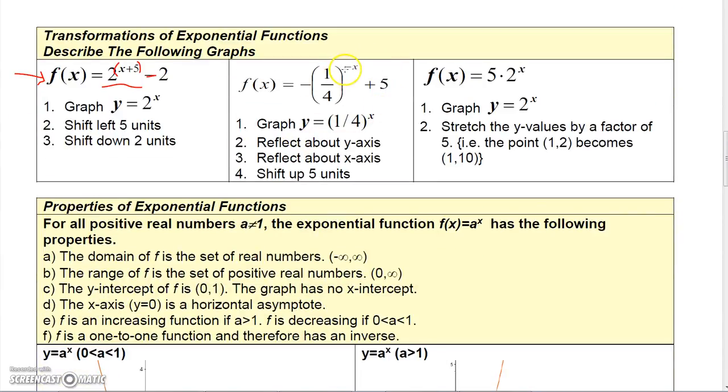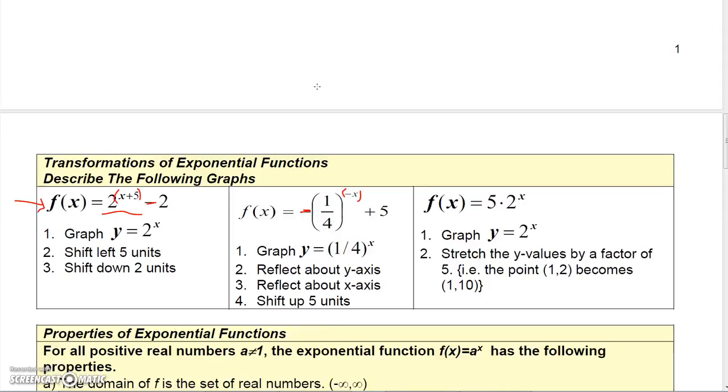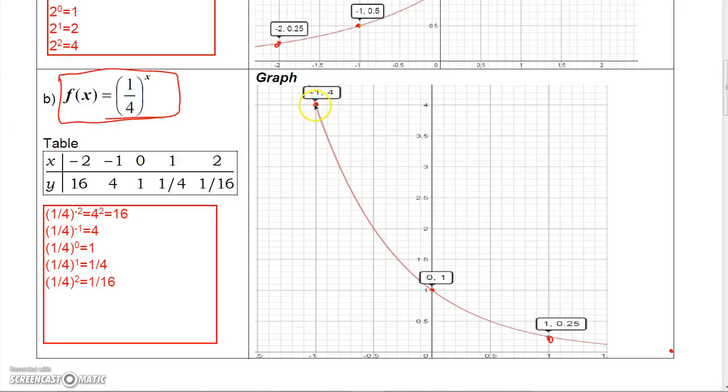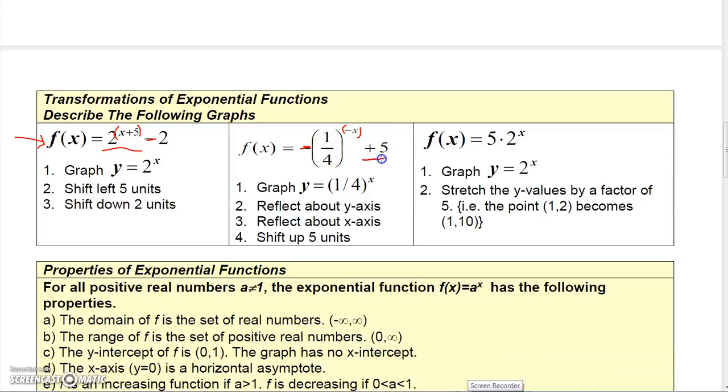This function is based on the function 1/4 to the x. When you replace x with negative x, it reflects it around the y-axis, and then when you multiply by -1, it reflects it about the x-axis. So to graph that, you would take this function and reflect it around the y-axis. So basically you would have something like this, and then you would reflect it around the x-axis, and you would get something that looks like this. But then after that, you have a plus 5, so by adding 5 to it, you would take the final result and shift it up 5 units.